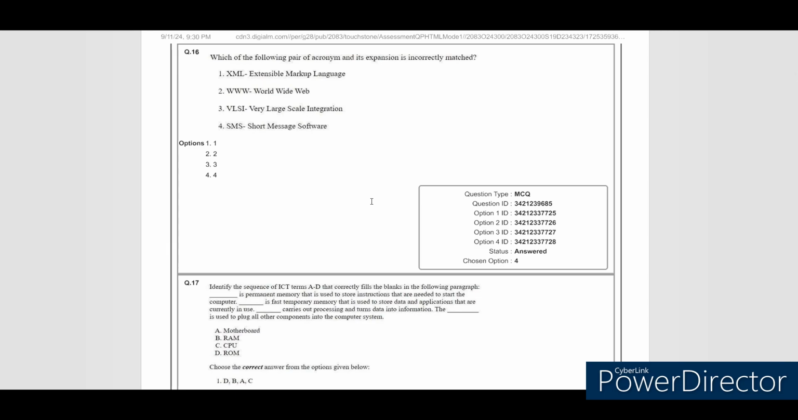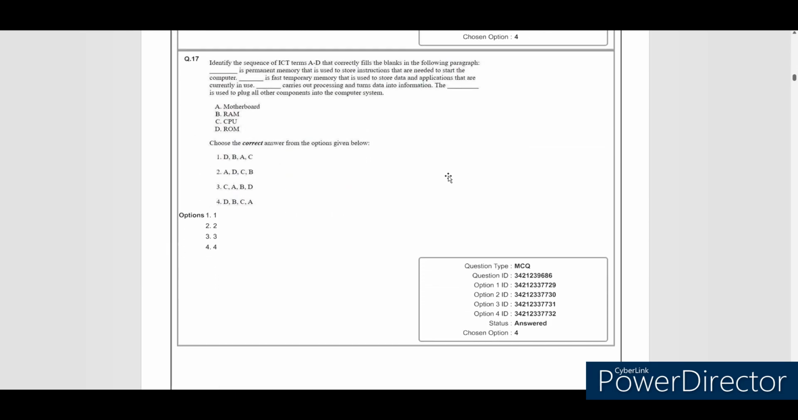Now coming to the next question, this I can answer at the first attempt, because I know the full form of CPU, very easy, Central Processing Unit. So the third blank should be CPU because it carries out processing and turns data into information. And RAM and ROM are related to memory, right? Whereas motherboard is something different. So I think the question is very clear to answer easily.